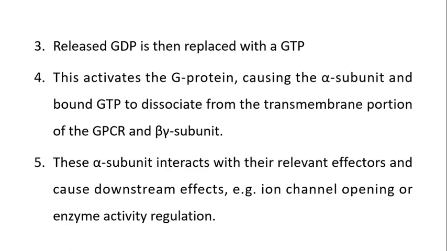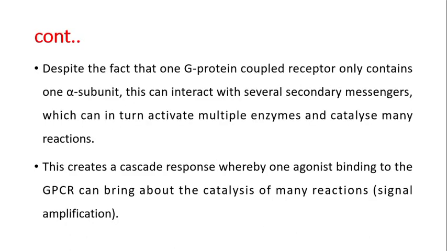This alpha subunit interacts with its relevant effectors. It causes many downstream effects, not only a single effect, like ion channel opening or enzyme activity regulation. Despite the fact that one G protein coupled receptor only contains one alpha subunit, it can interact with several secondary messengers which can in turn activate multiple enzymes and catalyze many reactions.